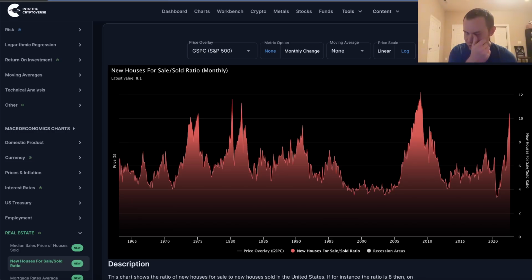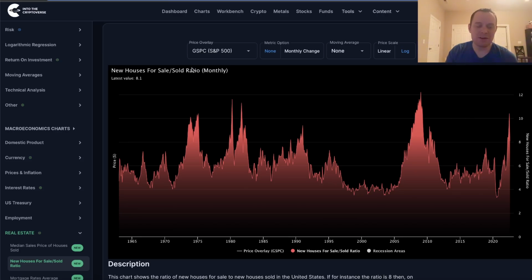All right? So, if you think about this ratio in general, what would make it go up versus what would make it go down? Let's start with the numerator. If the number of new houses for sale, if more inventory is coming on the market, were to go up quicker than, say, the number of houses sold, let's suppose that the number of houses sold stays the same, then you would expect the ratio to go up, right? If they go up by the same amount, then you would see no change.